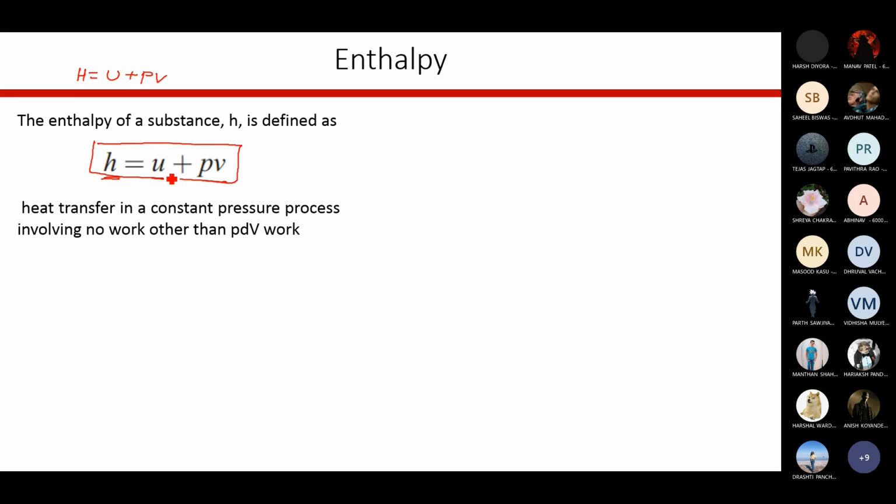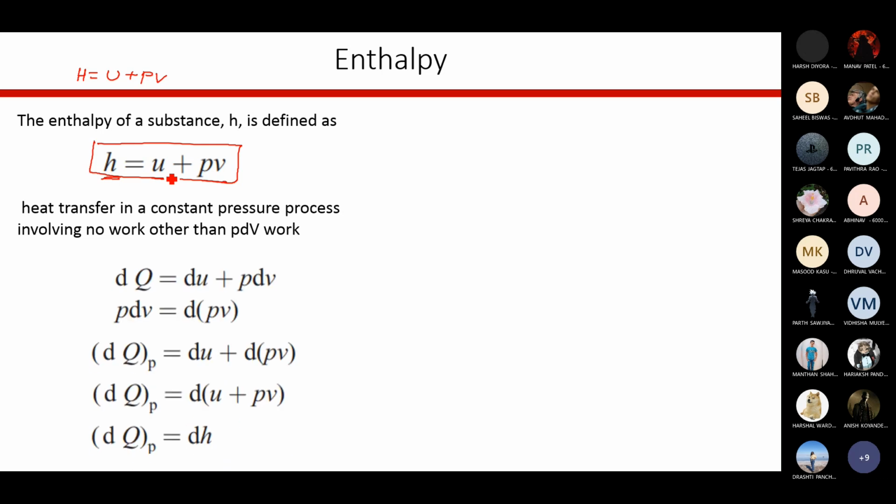So heat transfer in a constant pressure process involving no work other than PdV work can be written by the expression we talked about in the previous slide. I am writing dQ is equal to dU plus PdV, so only PdV work is involved, right? Now just arrange the terms. P is taken inside the derivative, so I am writing the derivative of P into V. This d bar q at constant pressure is equal to dU plus d of PV. So PdV is replaced by d of PV.